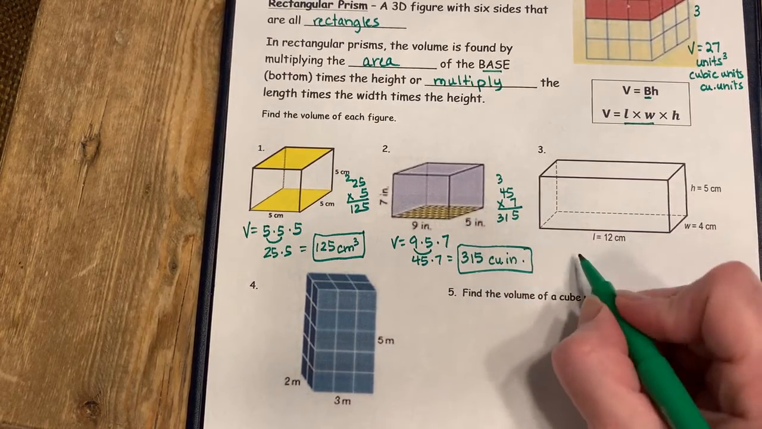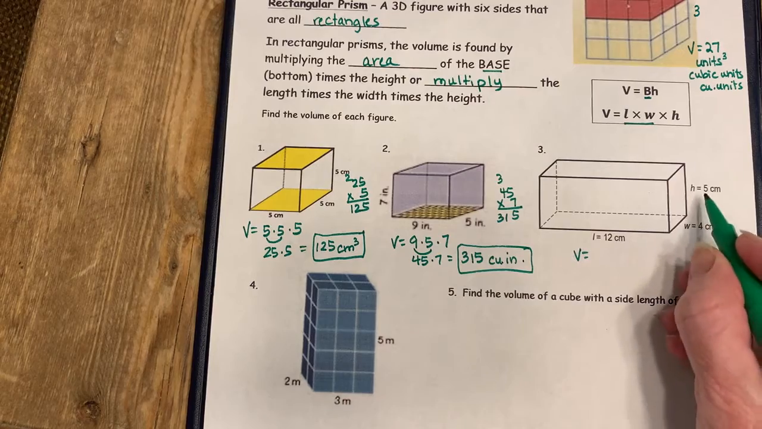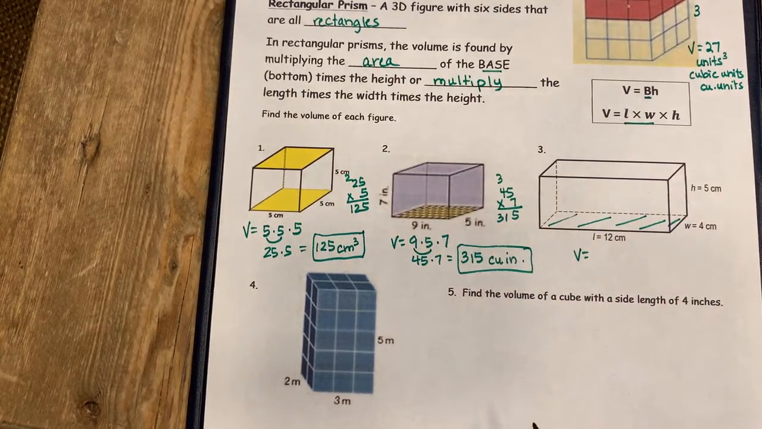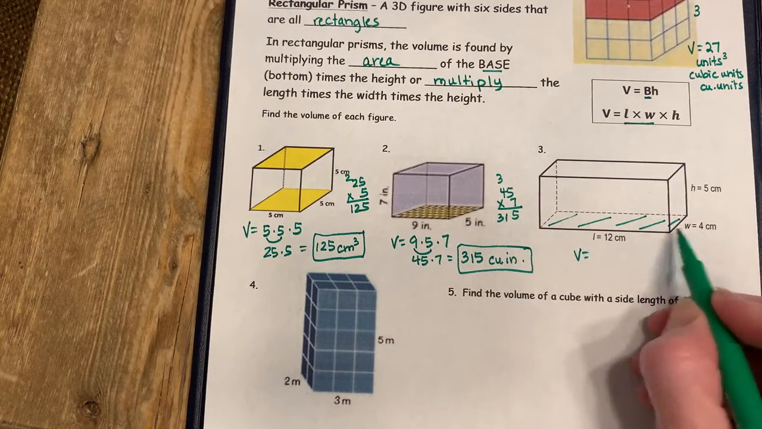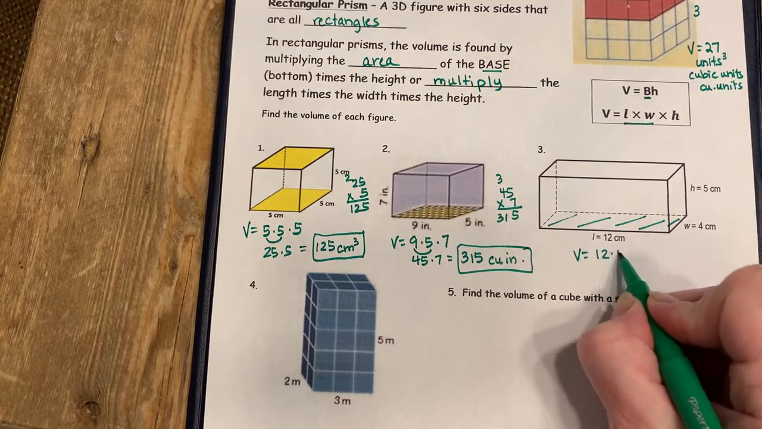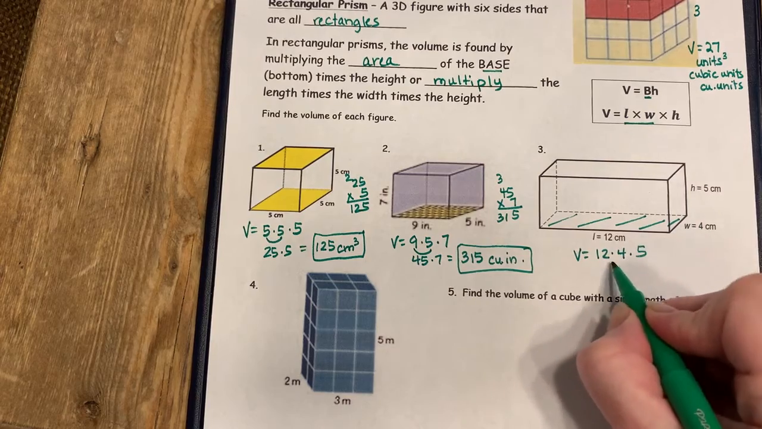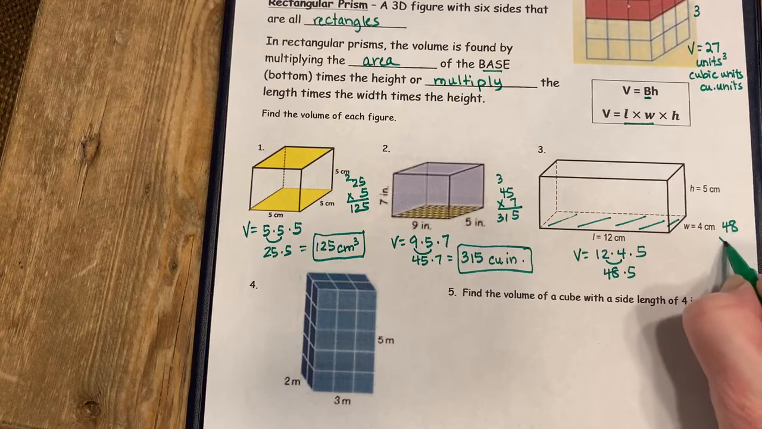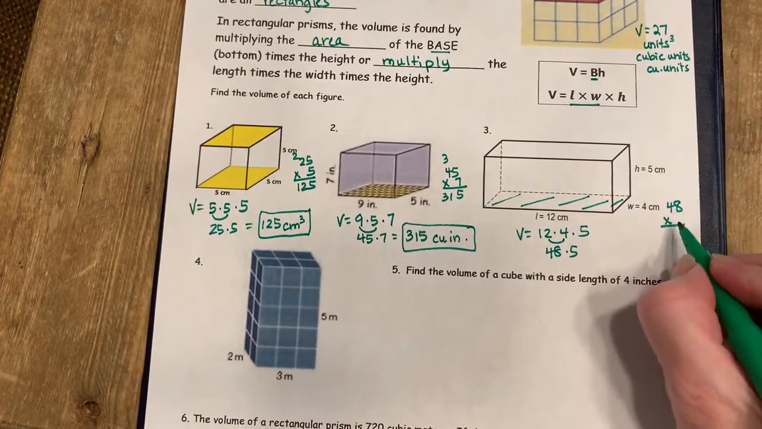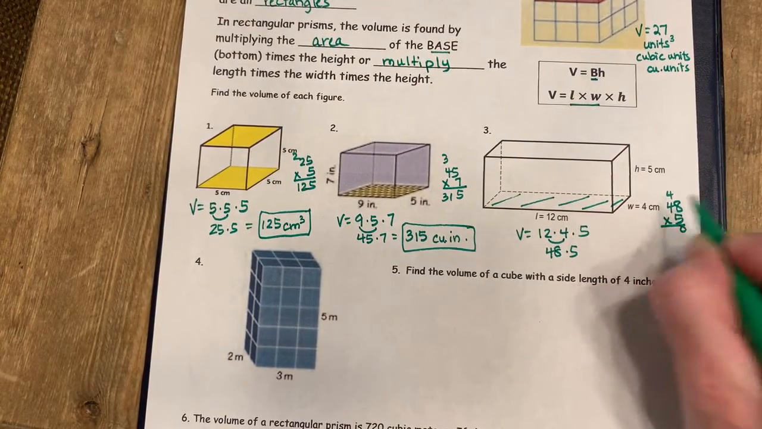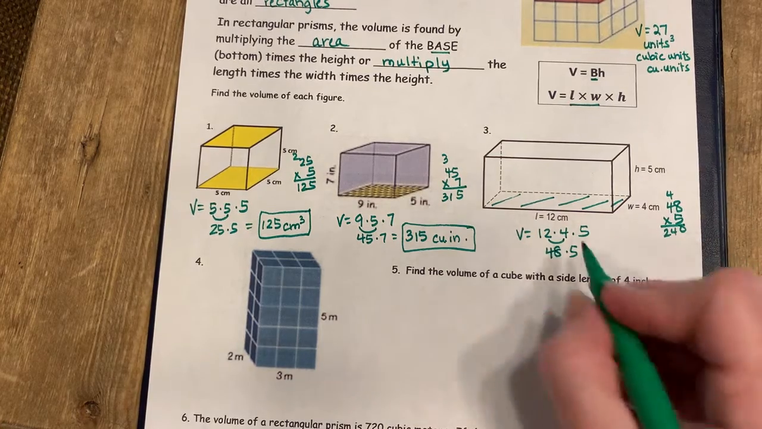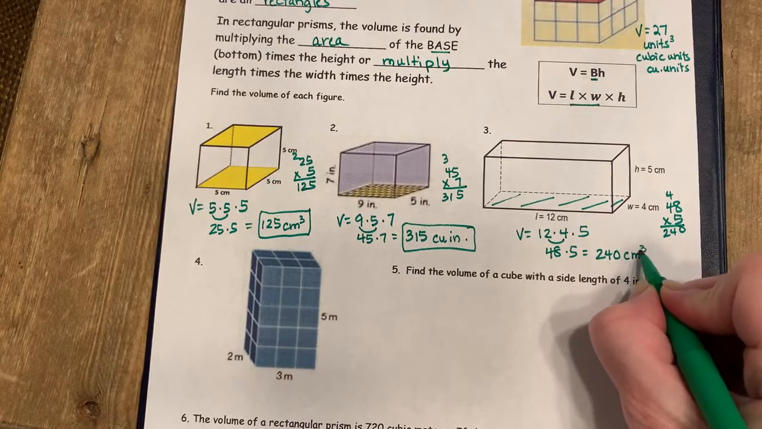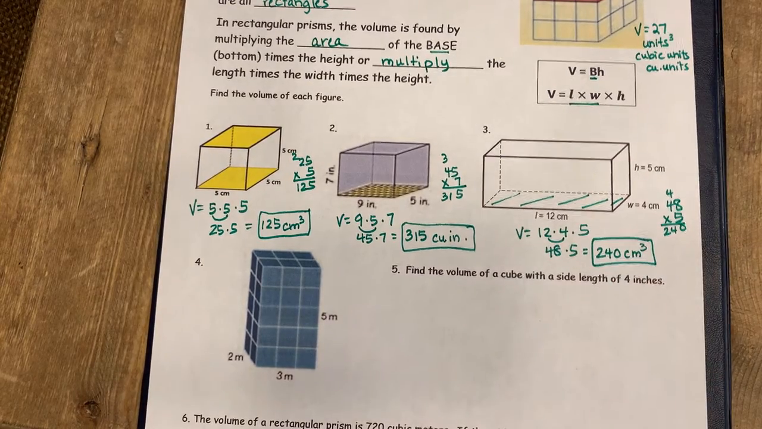Number 3, again, the volume is the length times the width times the height. So I could say the base here, if I wanted to just make it stand out. The area of that rectangle at the bottom is 12 times 4, and then times the height would be 5. 12 times 4 is 48, and then I still need to do times 5. So 48 times 5 is 40. 5 times 4 is 20, plus 4 is 24. So this ends up being 240. It's in centimeters. We're going to call those cubic centimeters.